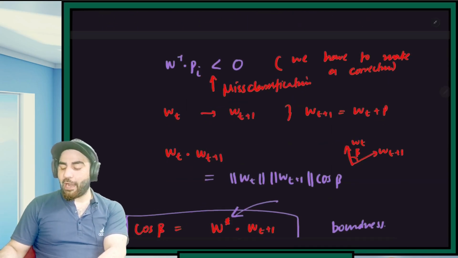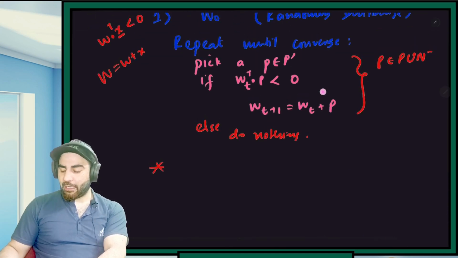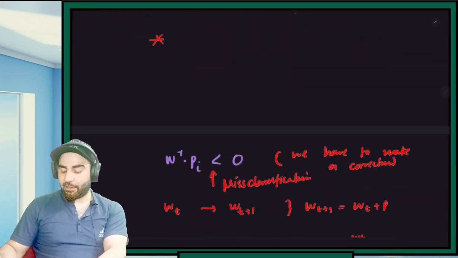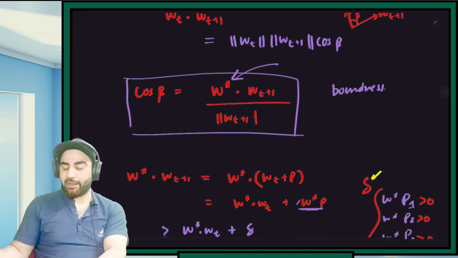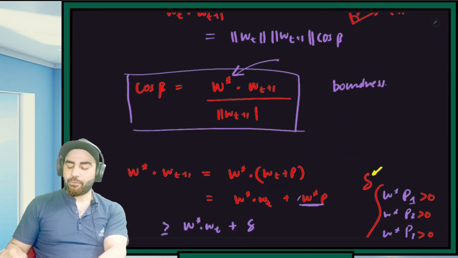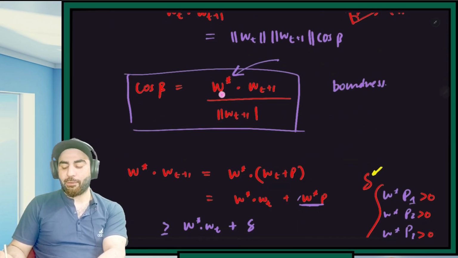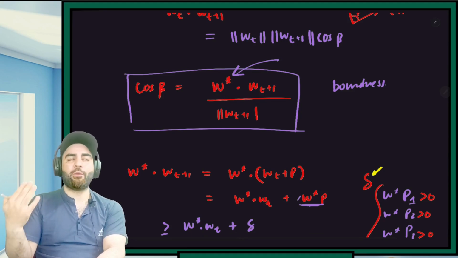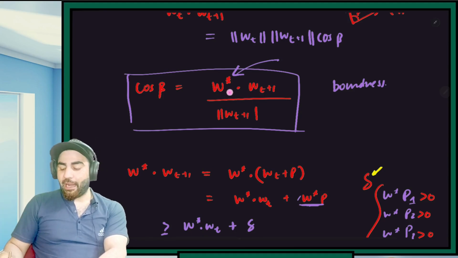Okay, so now we'll have to see that this classification, when you do this update, will happen finite times, not infinitely. So we said cos beta is this. If we have this optimal w, because the assumption is this optimal w will exist because the data is linearly separable, and then we update this w_{t+1}, and this is the relation between them.